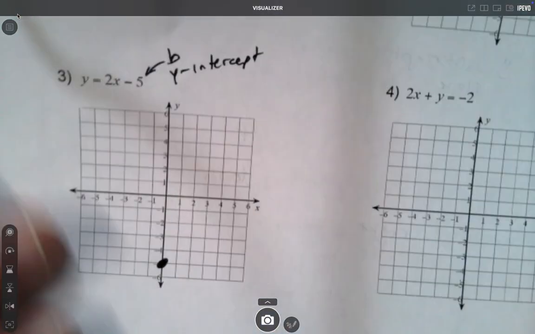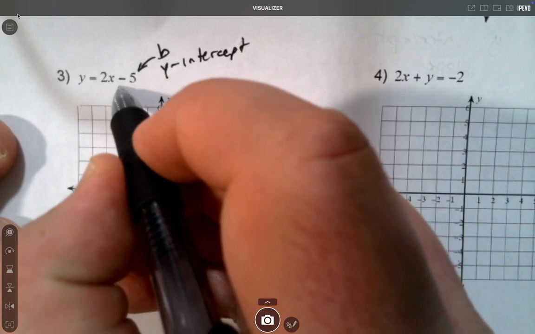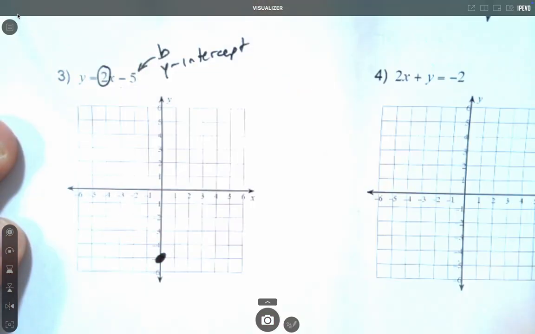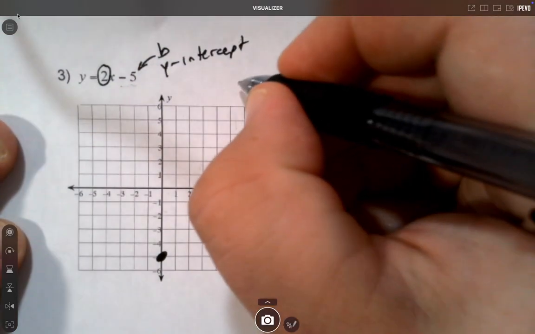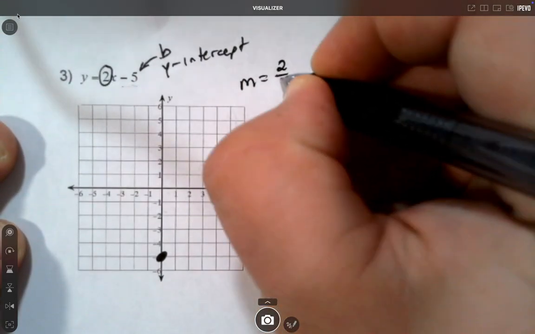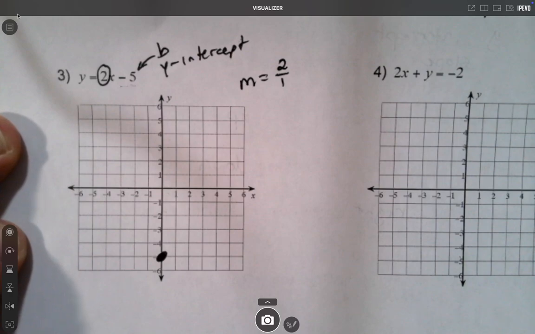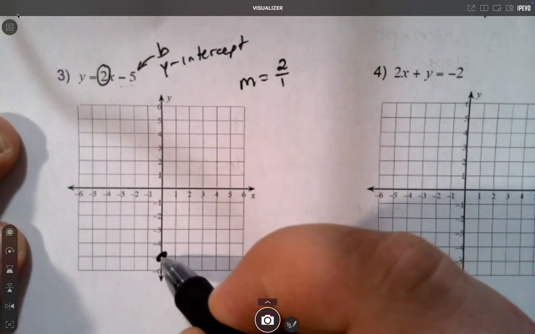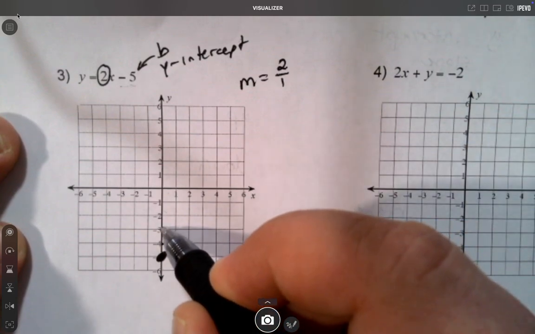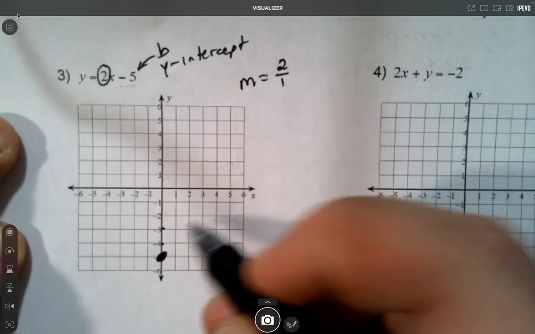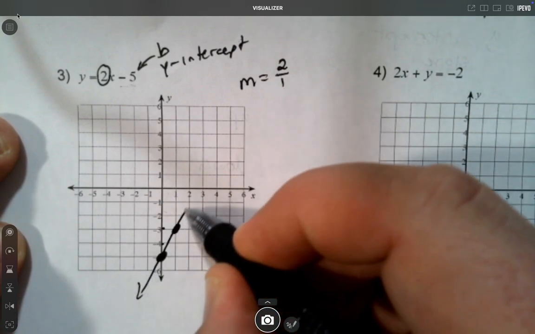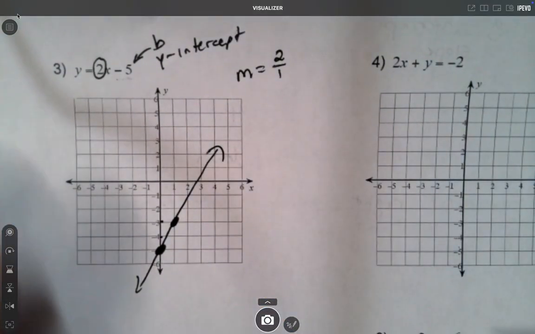So let's do it here. Again, we can see right here -5 was the y-intercept. So 2 is the slope, and we can write that as 2 over 1. Since 2 is positive, we'll start at the y-intercept and move up 1, 2. And then we'll go over 1 to the right. So we have a point right here, and then we can draw a line through those 2 points.